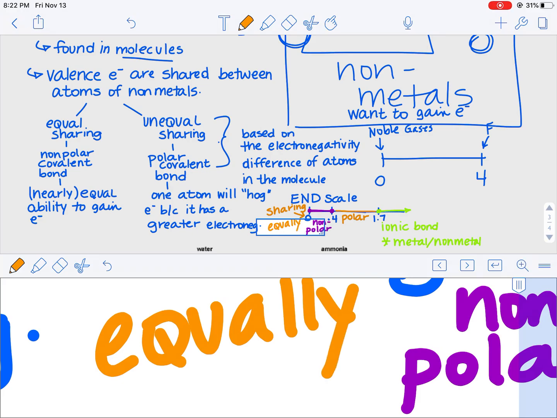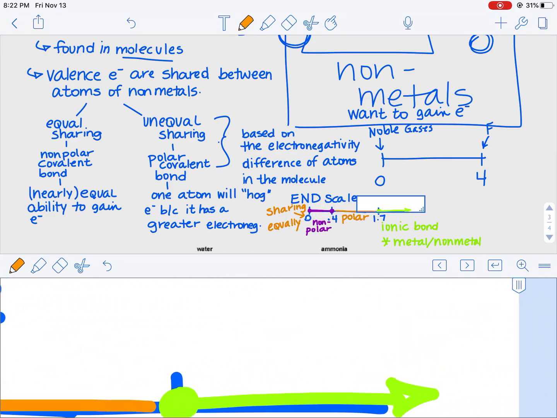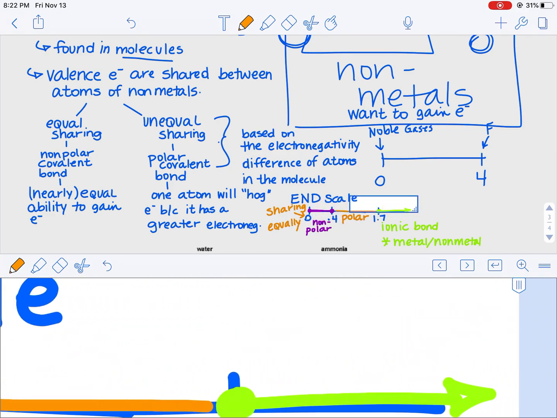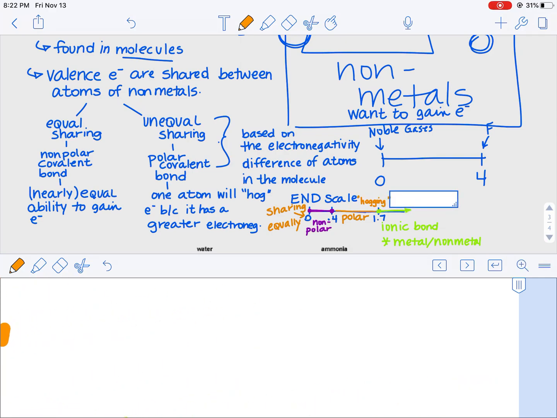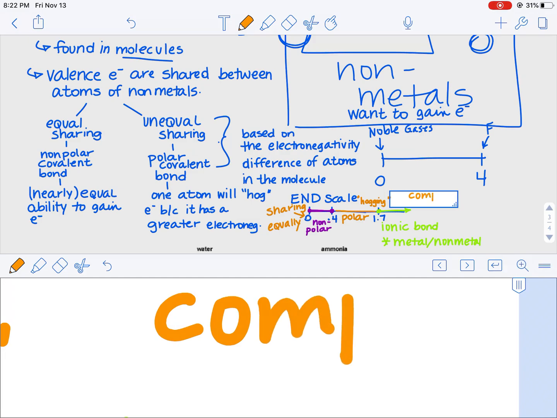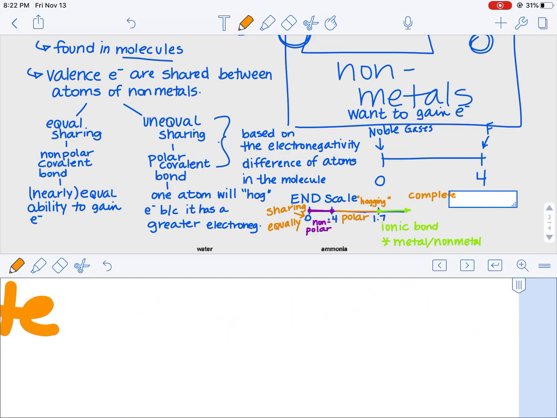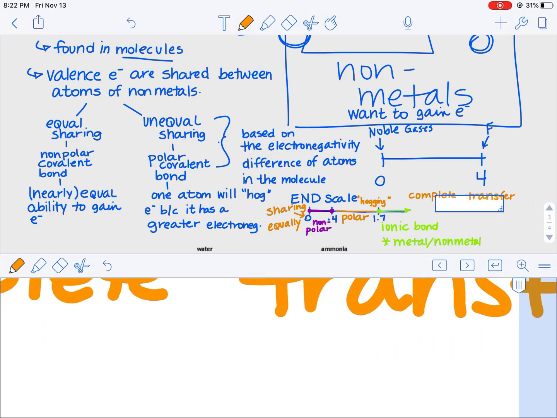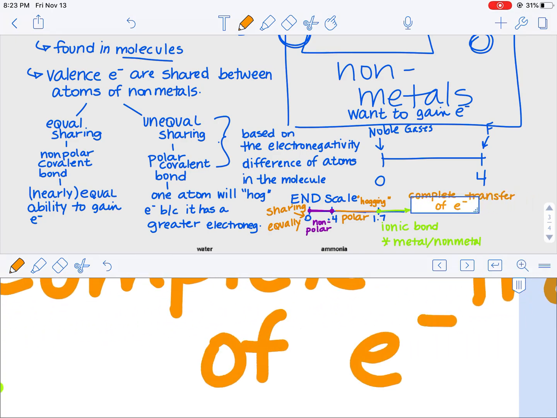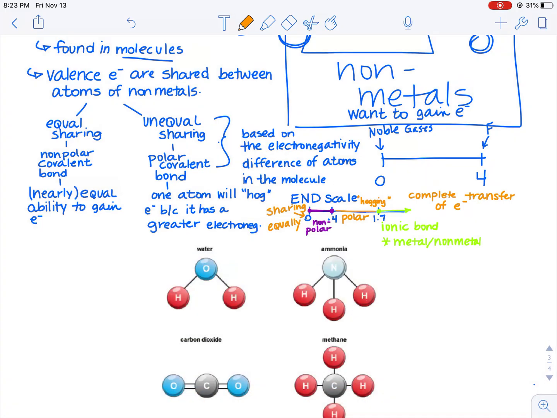There's no difference in their electronegativities. They both have the same ability to gain the electrons. As you move further and further up the scale, we get some more hogging of the electrons, and eventually we get to a point where the hogging is so great that we have a complete transfer of electrons. And when that happens, the ions are formed, and ergo an ionic bond forms.